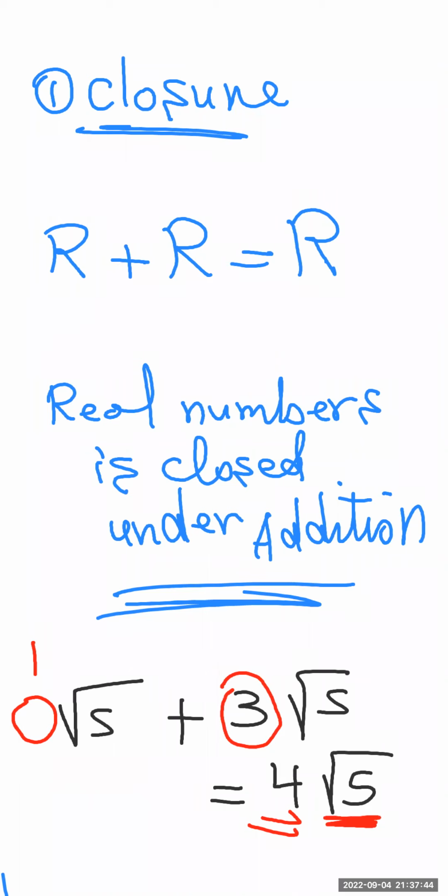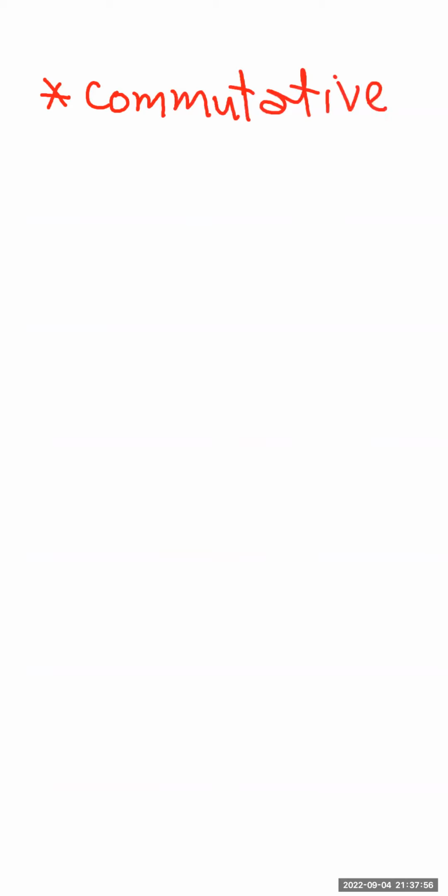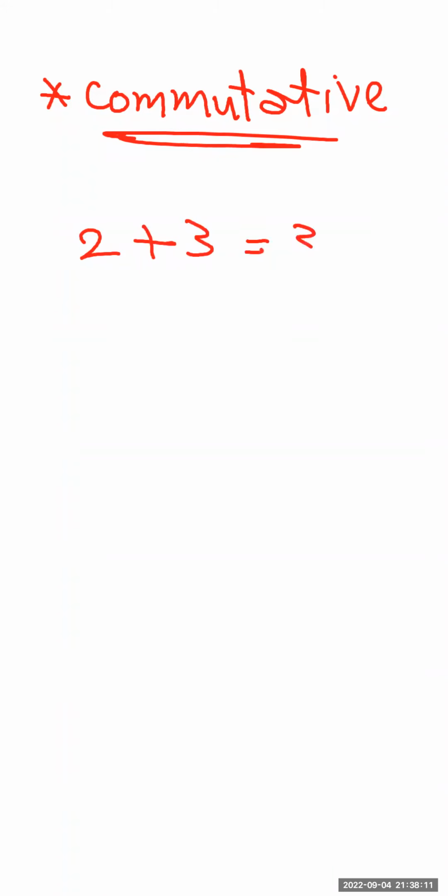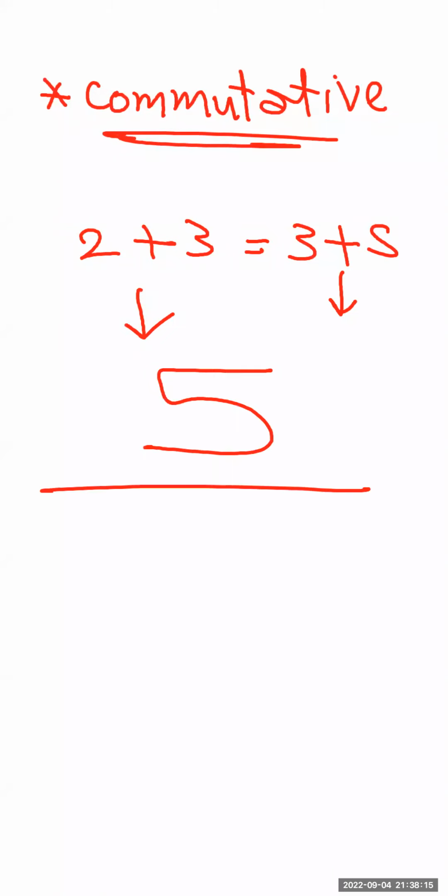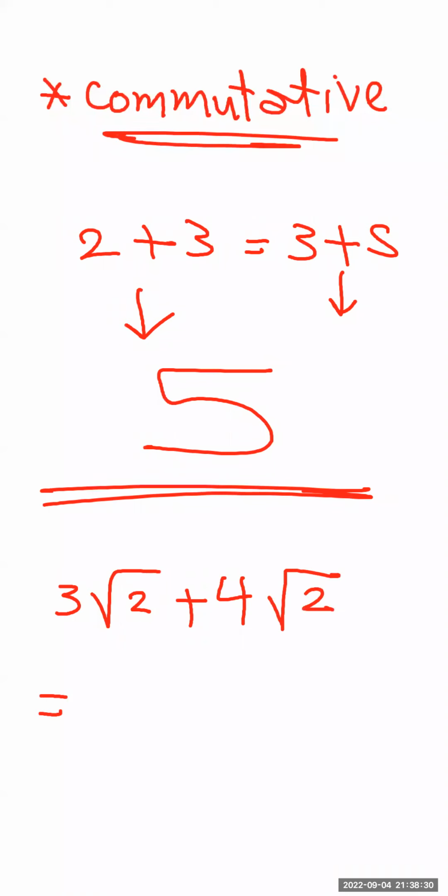The property number 2 is the commutative property. Commutative property means we are adding two elements, and it's possible to replace each one instead of the other. I mean, before we said that 2 plus 3 equals 3 plus 2, correct? Because in the two cases, it will equal 5. Okay, guys? So also here, in our case, if I'm going to add 3 square root of 2 plus 4 square root of 2, it will equal the same as 4 square root of 2 plus 3 square root of 2. In the two cases, it will equal what? Of course, 7 square root of 2.